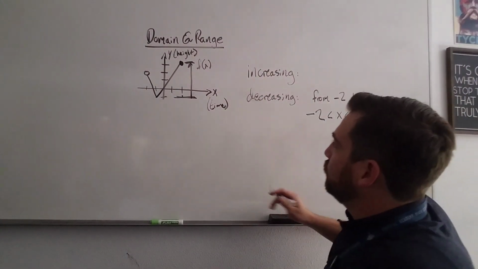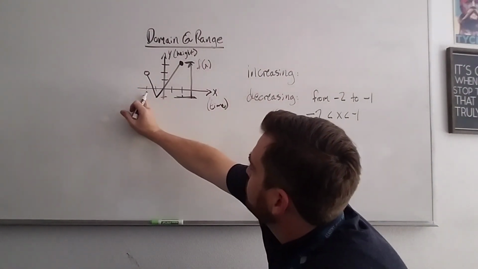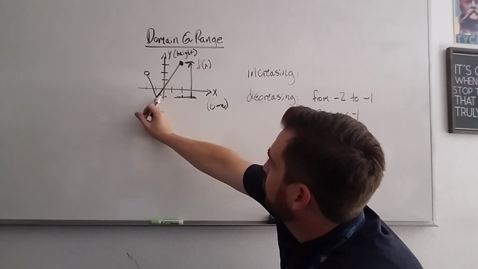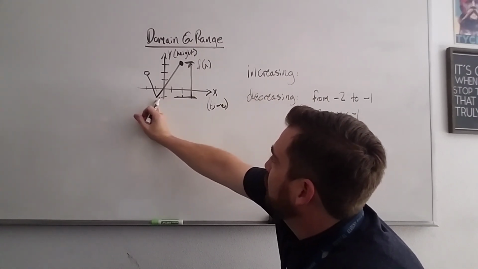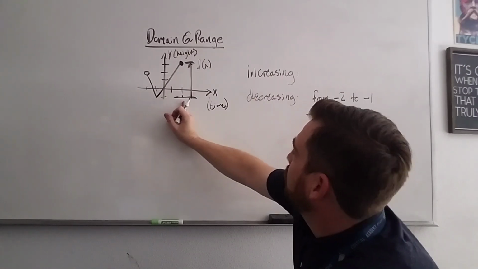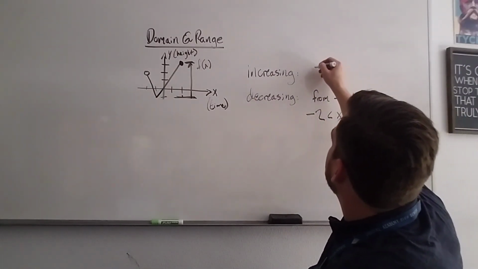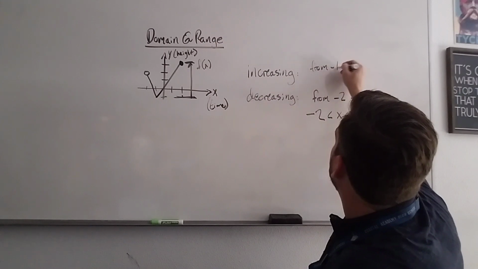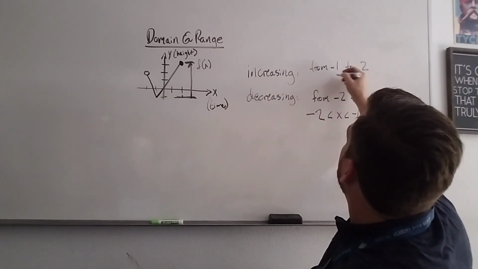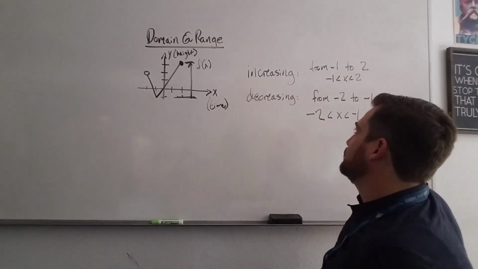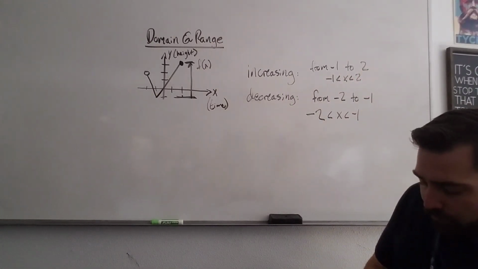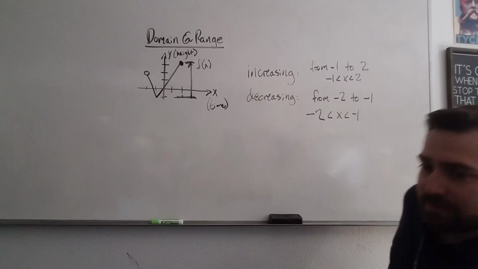Now, increasing. Well, as soon as from -2 on your time up to -1, we're going downhill. And then starting at -1, it goes uphill. From -1 through 0, 1, and all the way up to 2. So I would say it's increasing from -1 to 2. Or you could say -1 is less than x, which is less than 2. So that's how we think about domain and range, and increasing and decreasing.